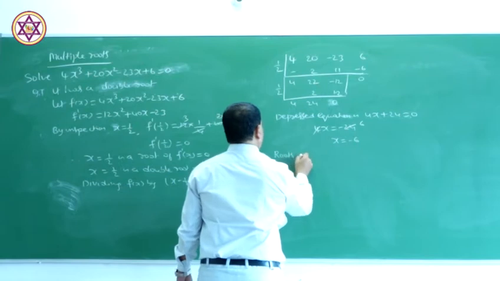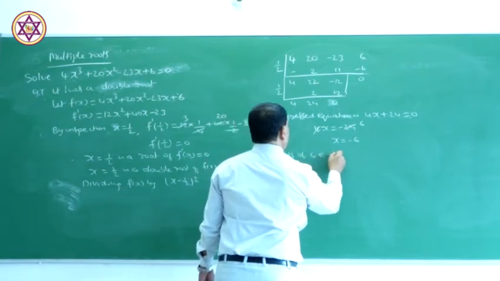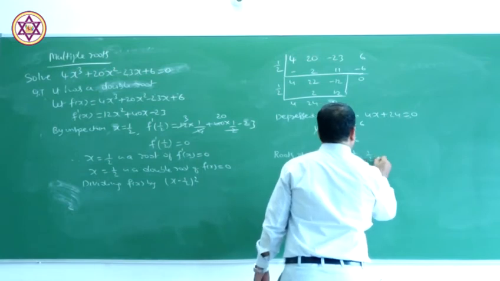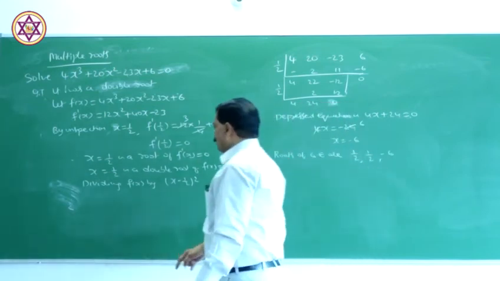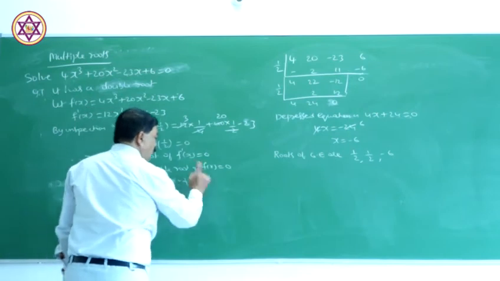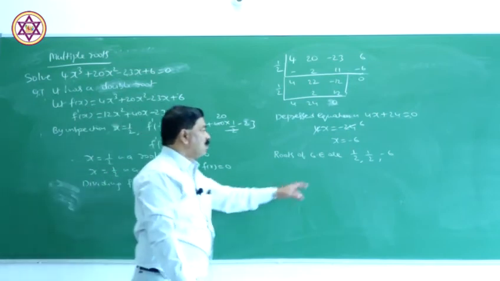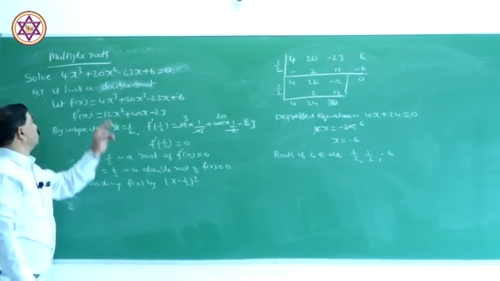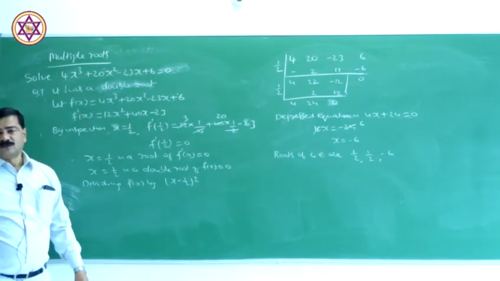Therefore, the roots of the given equation are half, half, minus 6, because x is equal to half is a double root of f of x is equal to 0. This one is a cubic equation, so degree is 3, we get 3 roots. That is all.